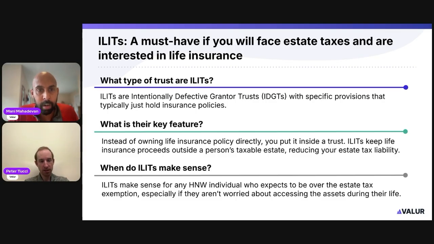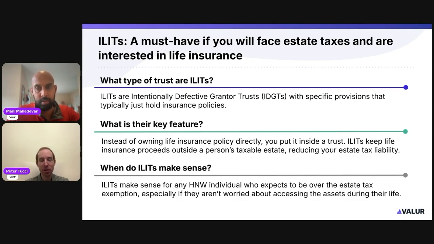ILITs, again, are really for folks that are worried about estate taxes. But maybe let's just start with the basics of what an ILIT is and what their key feature is, Peter? Yeah, so ILIT stands for Irrevocable Life Insurance Trust. The basic idea is it's an irrevocable trust that holds life insurance policies or is designed to hold life insurance policies. The slide mentions that ILITs are generally what's known as intentionally defective grantor trusts.